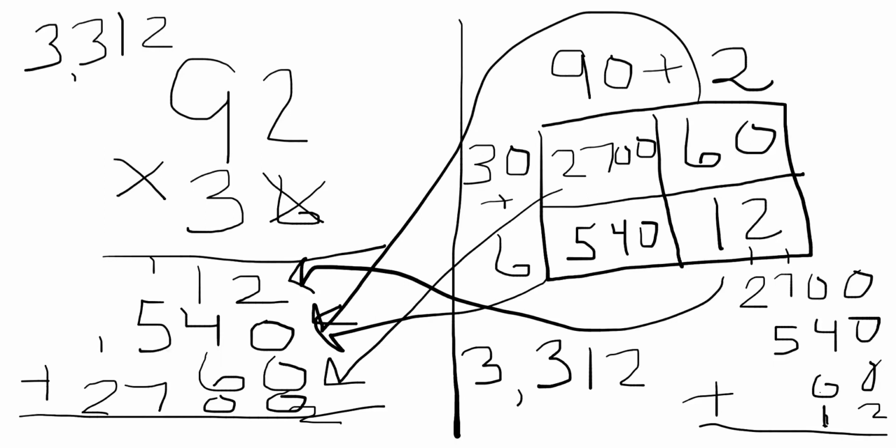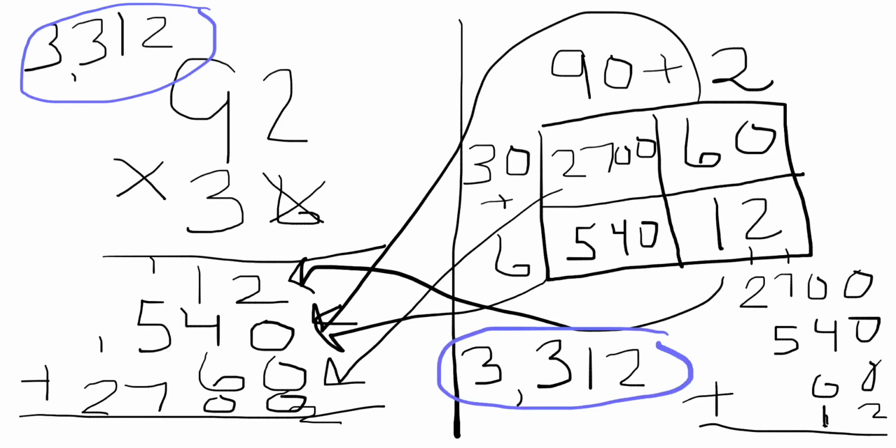So I got a total product of 3,312. I'm just going to go ahead and change my color and show, just like yesterday, that 3,312 matches 3,312. So I'm going to assume that my answer is correct. Now, I did not again practice the parentheses. Maybe we can do that tomorrow or next week.